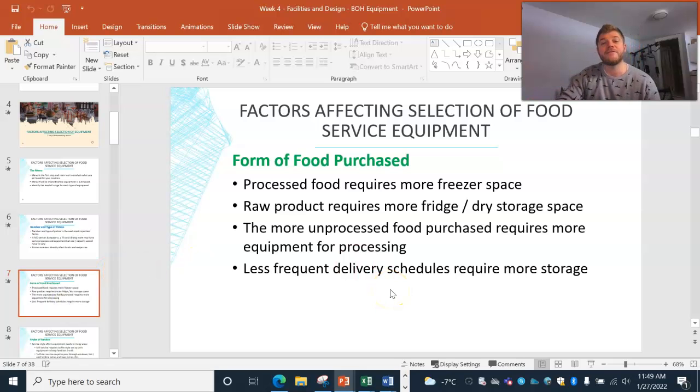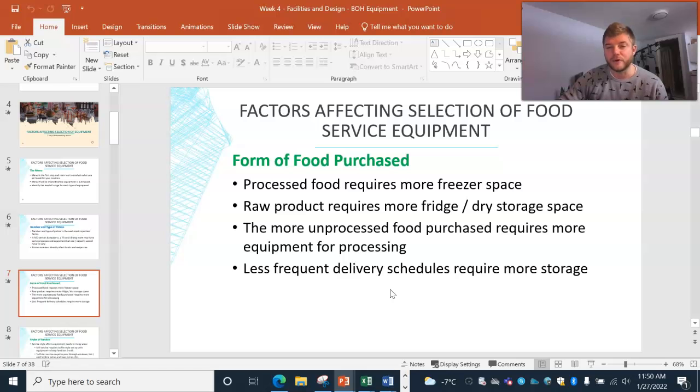Some of the other ways is the form of the food in which we purchase. So how are we purchasing and in what form is it coming in the back doors? Is it raw? Now, raw is preferable. Raw means fresh. It's not frozen. This requires more fridge space. It may require some more dry storage space. And it also has a different level of perishability that we have to concern ourselves with.